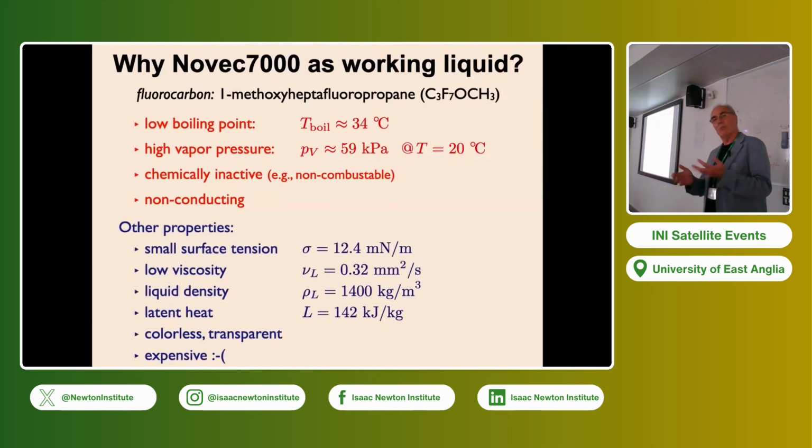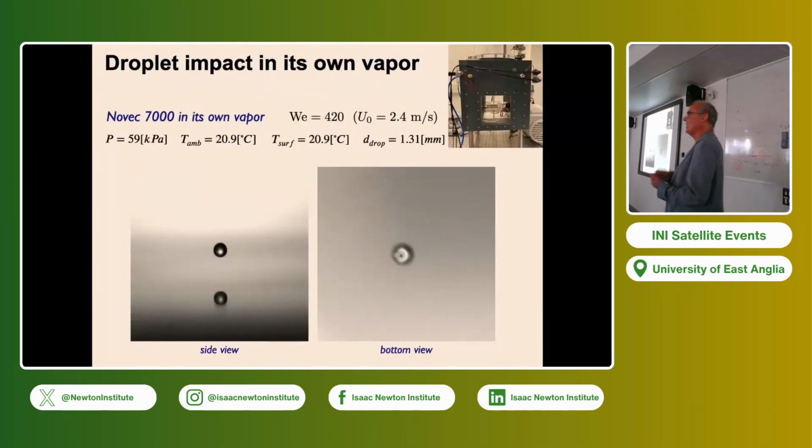It's even better than water in that respect. It has a rather small surface tension, 5-6 times as small as water, a low viscosity, 1/3 of that of water, a liquid density a little bit higher, 1.4 grams per cubic centimeter, and the latent heat also a factor 3 smaller than water. It's colorless and transparent. The only downside is that it's very expensive. But if you do droplet experiments, you don't need a lot.